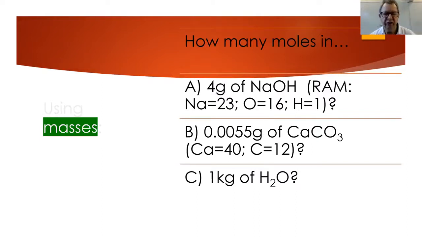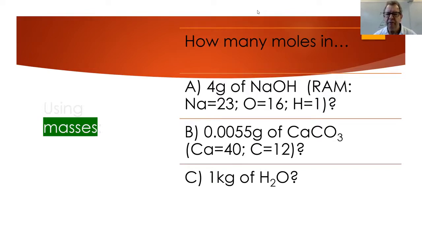So what I'm going to ask you to do is to pause this in just a minute and have a go at these little questions here. It's asking, and these are, if you look at it, all masses, okay? So it's 4 grams here, 0.0055 grams, and 1 kilogram, that's 1,000 grams, of different chemicals. Now, just in case this is a little bit confusing or you need a little bit of help with this, I'm just going to start by just reminding you of something here.